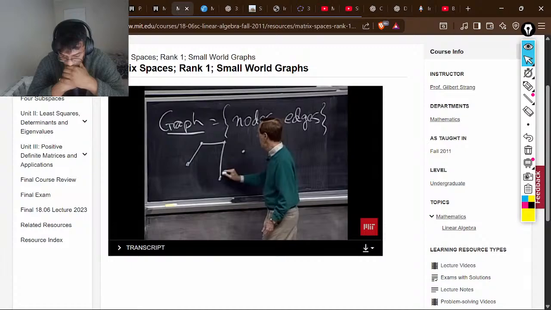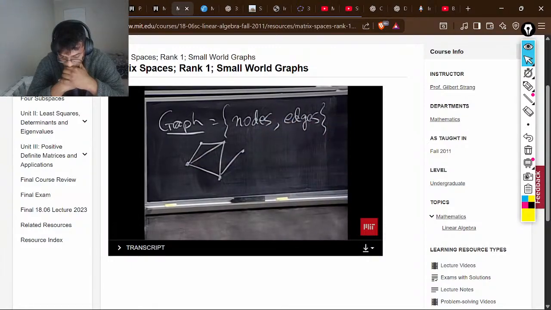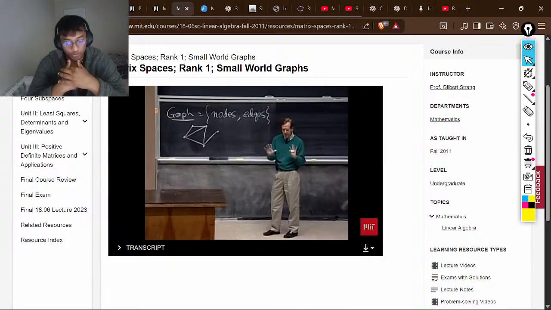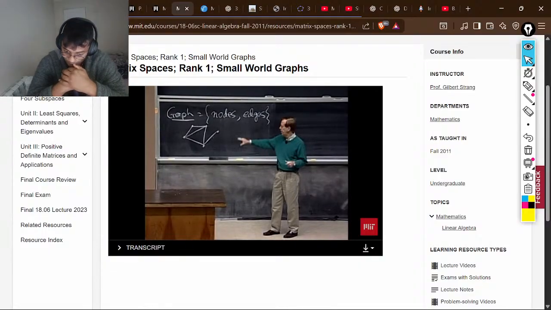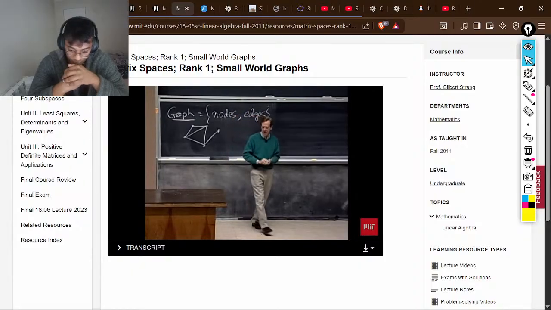I could include them all. Let me put in a couple more. There's a graph with 5 nodes and 1, 2, 3, 4, 5, 6 edges. A 5 by 6 matrix is going to tell us everything about that graph. I'll leave that matrix for next time and tell you about the question I'm interested in.